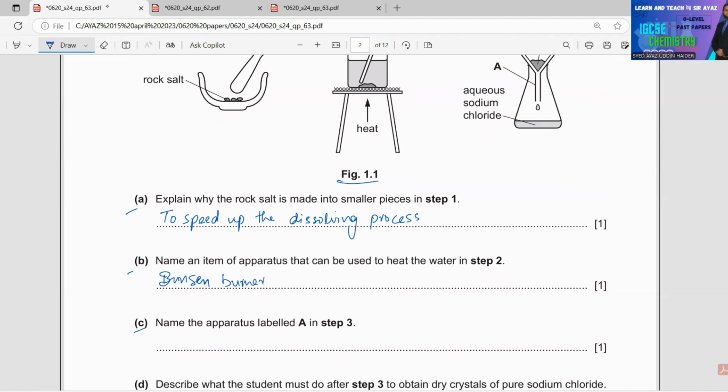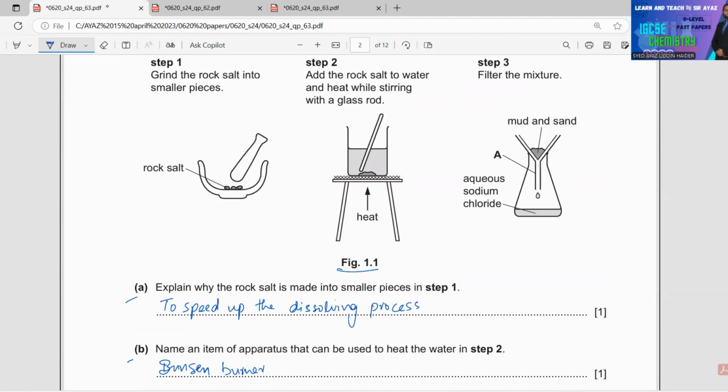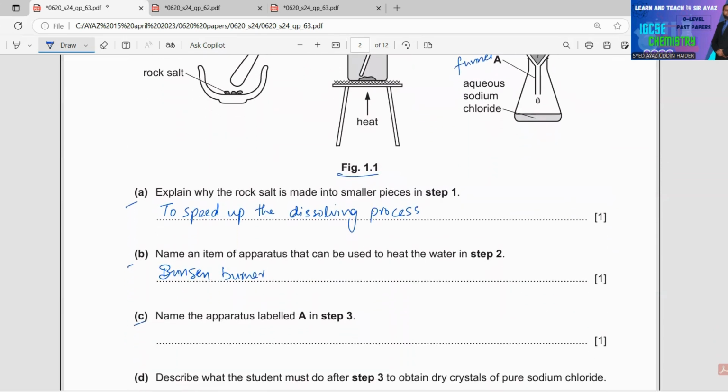C, name the apparatus labeled A in step 3. What is A in step 3? It's filter funnel. Used for removing insoluble solids from the solution. So I'm going to write filter funnel.